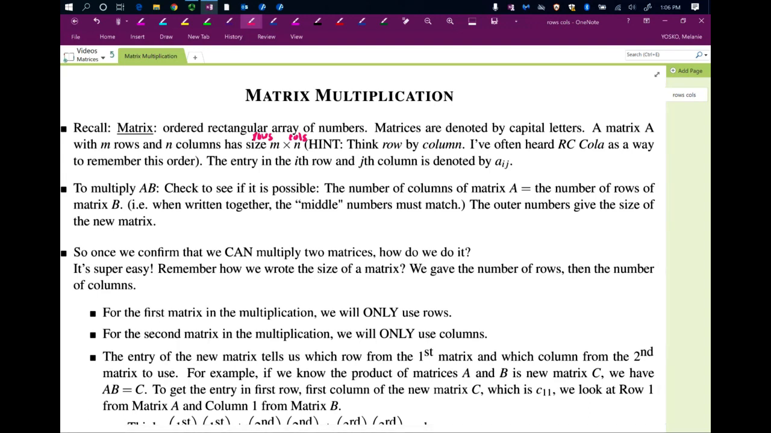We're going to look at the number of columns of matrix A, and that has to be equal to the number of rows of matrix B. So there's an easy way to check that. When you write this together, the middle numbers match. Okay, the outer numbers give the size of the new matrix.